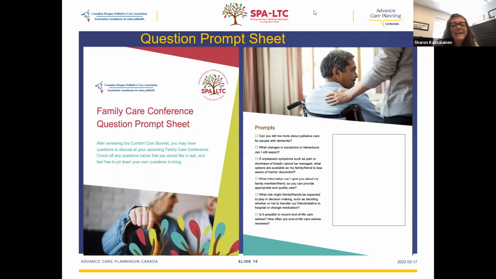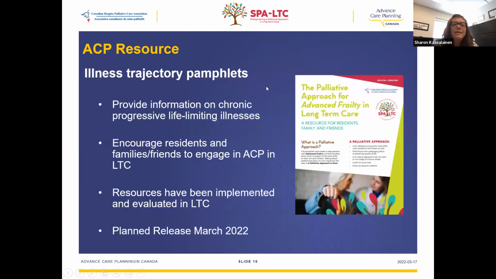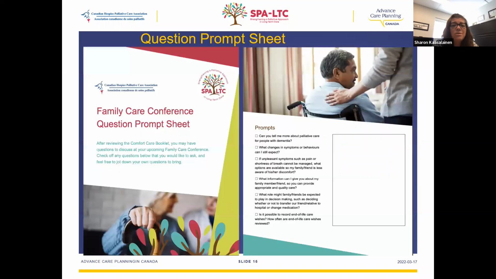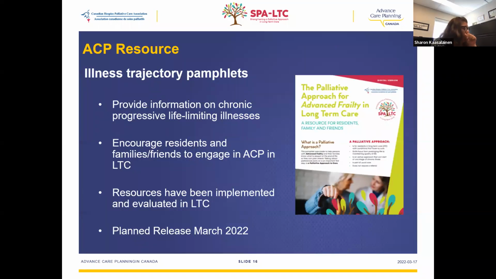You'll see when you look at it, the questions really align well with the content in the booklet and move things a little bit further. So the booklet question prompt list are really intended more for goals of care decisions, so more end-of-life decisions. Whereas this resource is intended more for advanced care planning.